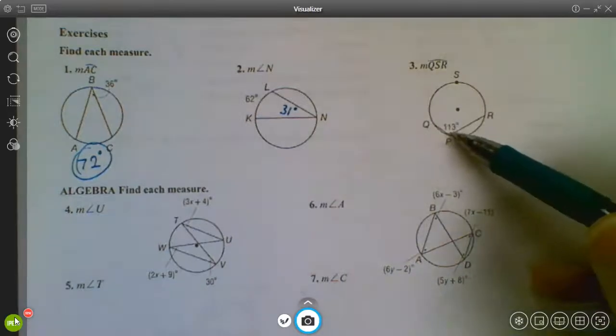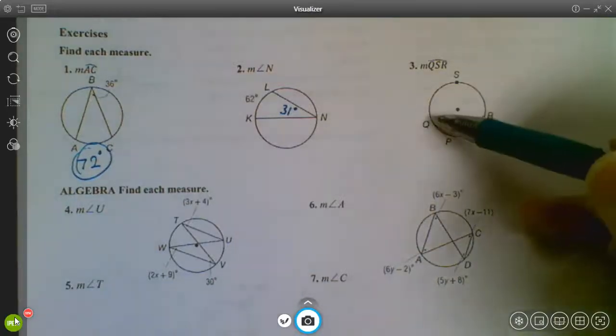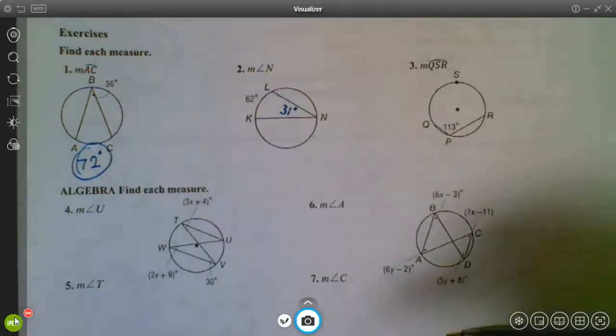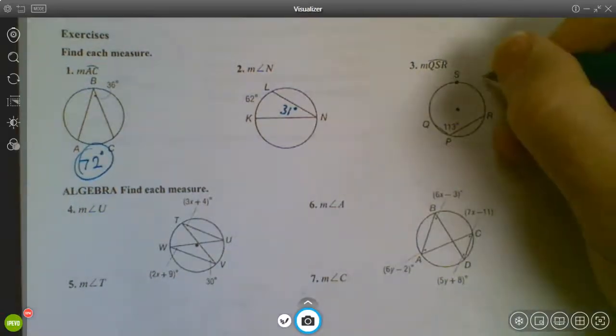So we can see on this one that the angle, its inscribed angle, is 113 degrees. We know that its intercepted arc from Q to R would be double that. So if I double 113, I'm looking at 226 for the intercepted arc.